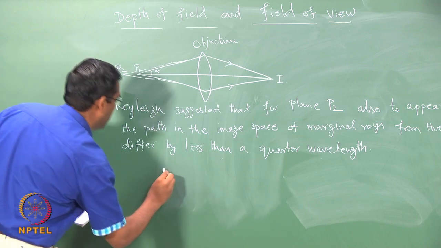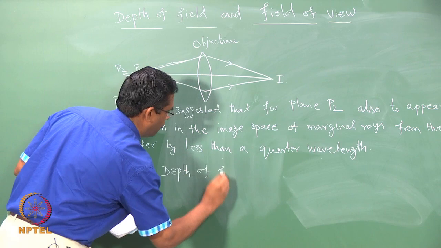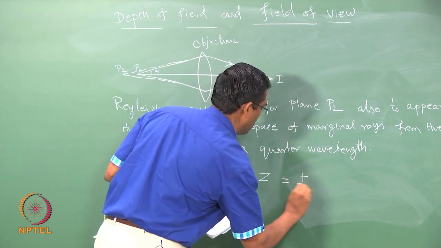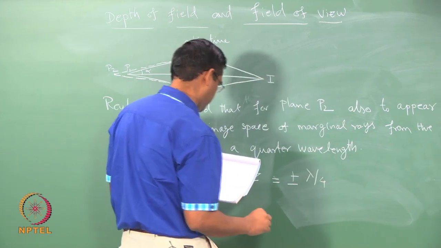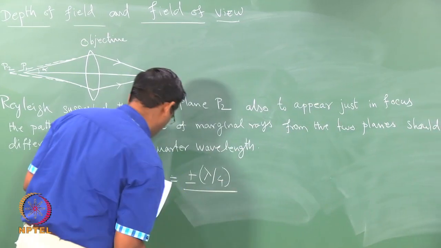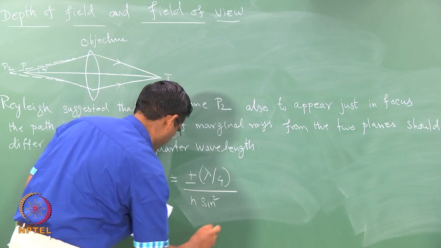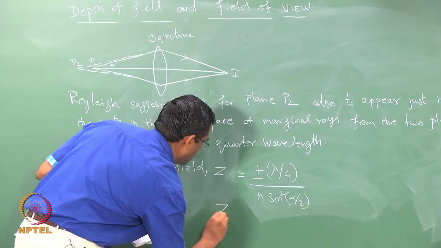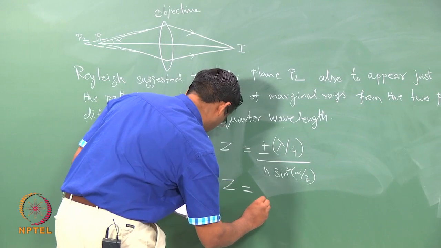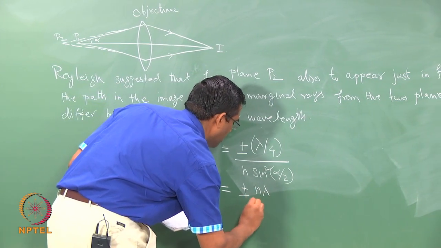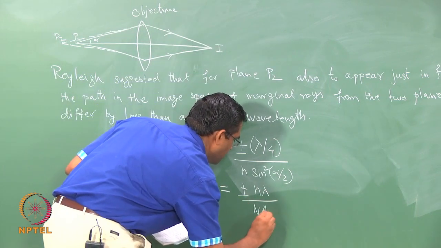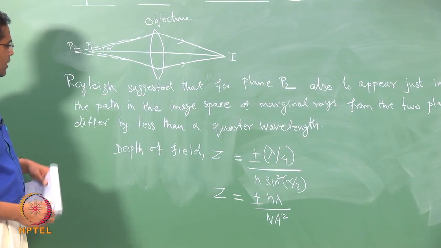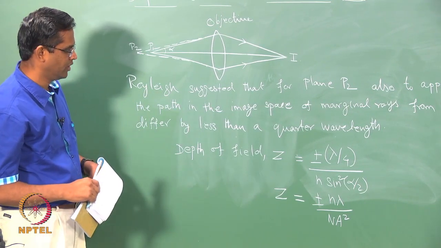So for that he has given an expression for depth of field, since we call it z, z is equal to plus or minus lambda by 4 divided by n sine square alpha by 2, which is nothing but z equal to plus or minus n lambda divided by numerical aperture square. So this is what I have just shown in the slide. It is given from Rayleigh's explanation for the depth of field.